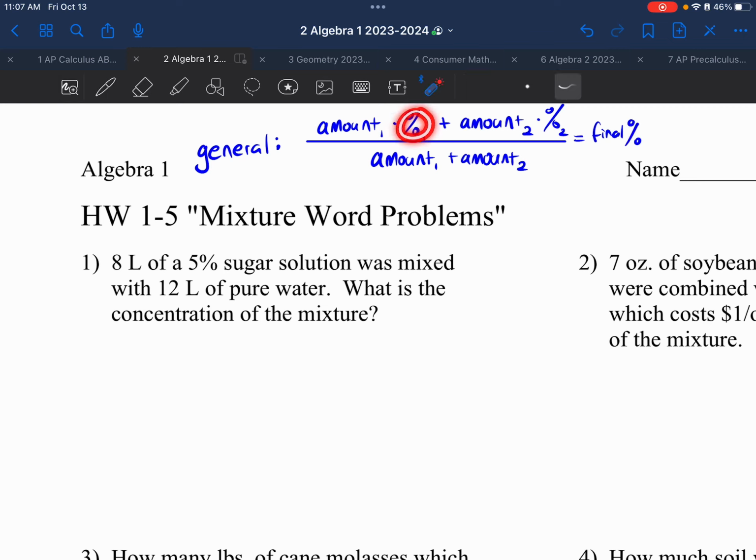Again, this percent, this percent, this percent can all be turned into money signs and it still works. So I'm going to be referring to this formula over and over throughout this entire homework.